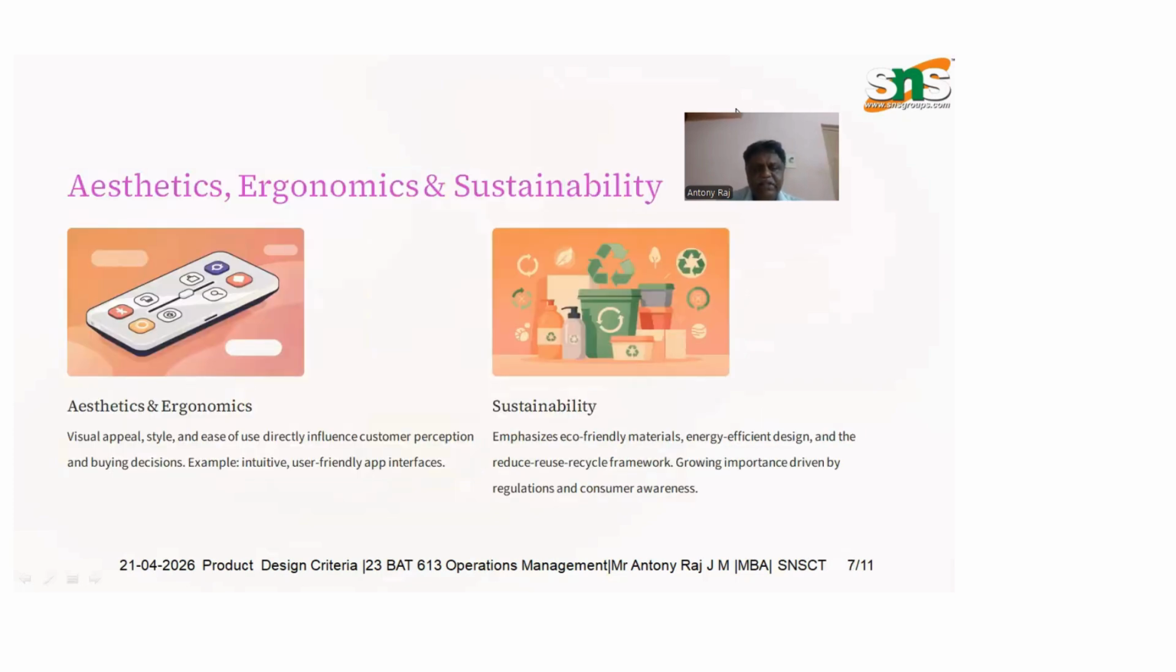And aesthetics is actually the visual appeal. See, visual appeal is very important. Even though it's a great function product, cost effective product, but at the end of the day, if the aesthetic is not there, the customer is not going to buy. And ergonomics is actually the ease of use. And today sustainability is also coming. But sustainability, where we talk about actually eco-friendly materials, the product should be capable of recycling, should be very environmentally conscious.